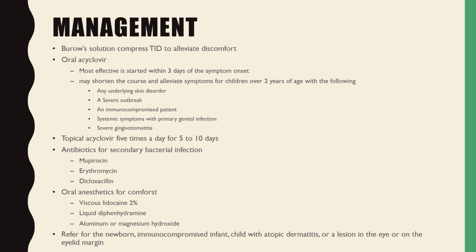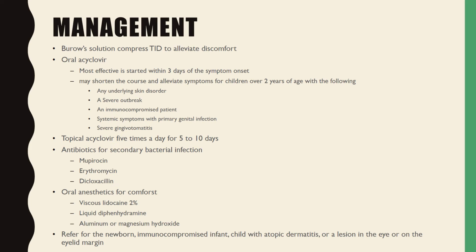Oral acyclovir is most effective when started within 3 days of symptom onset, and it can shorten the course and alleviate symptoms. It can be used in children over 2 years of age, and typically is only used in the following cases: if there's any other underlying skin disorder, if it's a very severe outbreak, if it's an immunocompromised patient, if there are systemic symptoms with a primary genital infection, so we talked about how painful and miserable that can be, or if they have a lot of inflammation in the mouth. Topical acyclovir is typically the treatment, and can be done 5 times a day for 5 to 10 days.